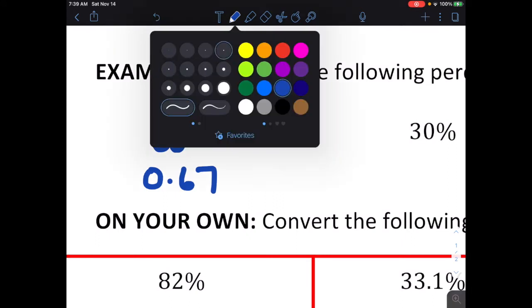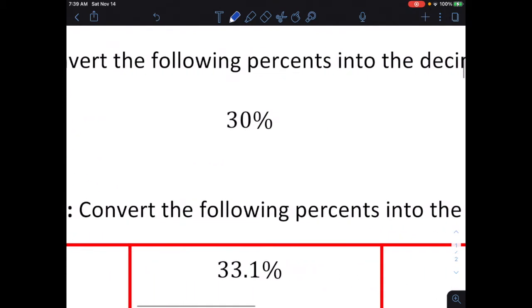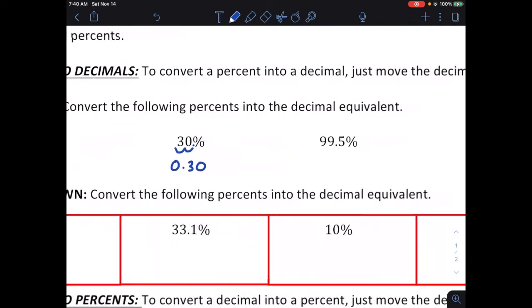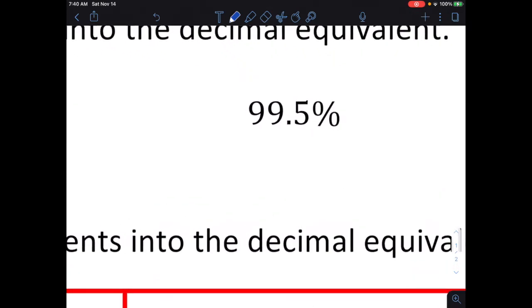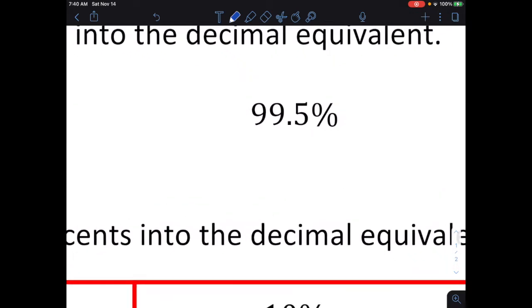Okay, so if we do the same thing with 30, hopefully you'll get into the habit of looking at this and saying, if there's 2 numbers there, it just moves all the way to the left. So the decimal is right here, so it moves to there, and it becomes 0.30. Notice how I'm putting a 0 in front. We like to put a 0 in front because sometimes that decimal can look like just a stray little mark. And if we have that 0 there, we know that there is a decimal there.